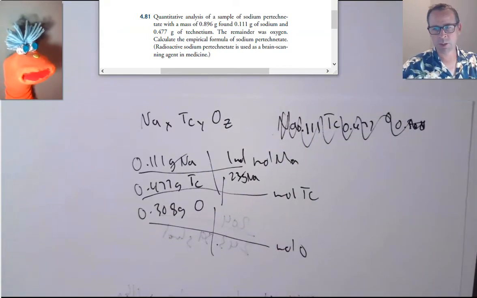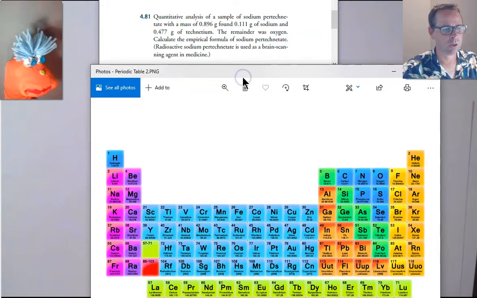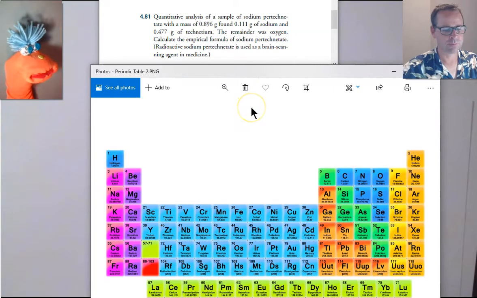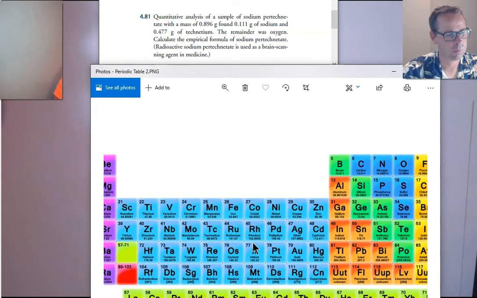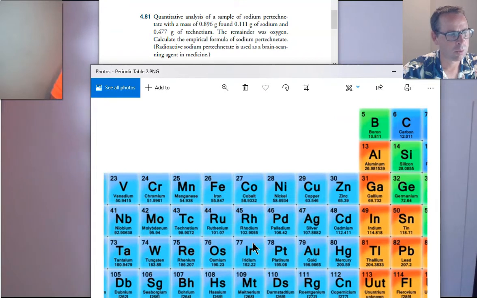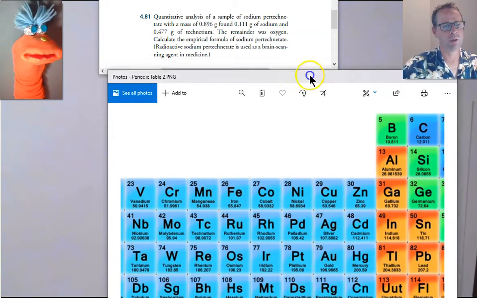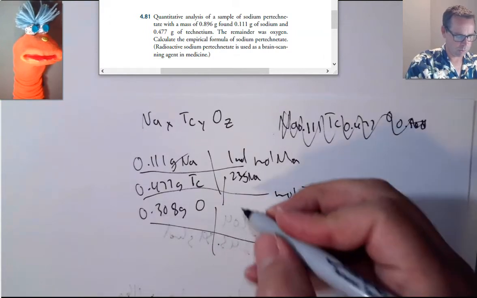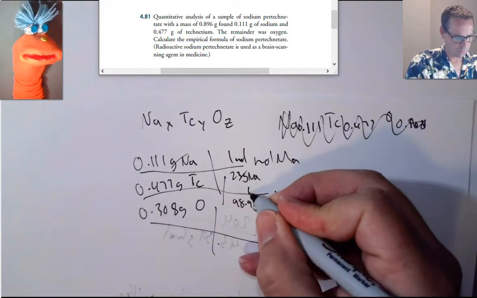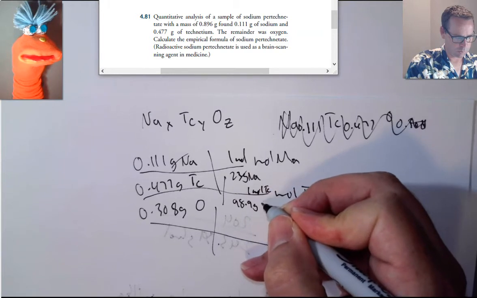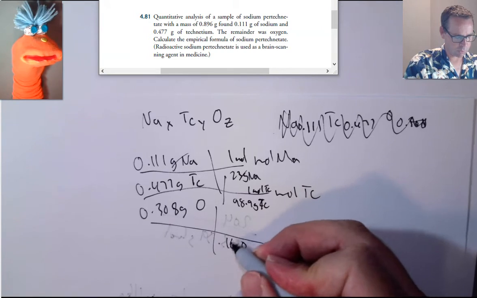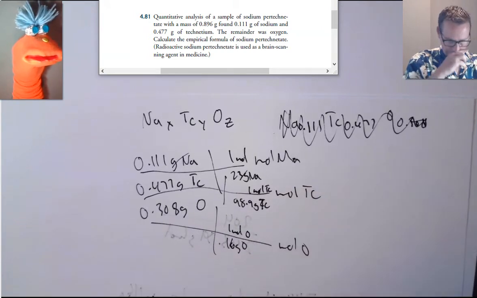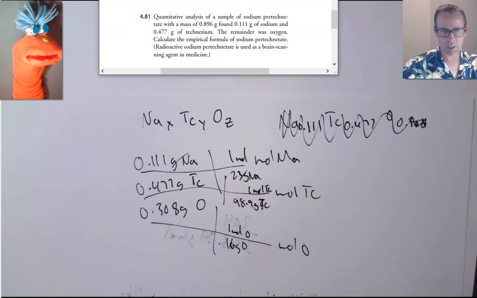Technetium, what was the molar mass of that one? 95, is that what that says? Want to help me out, Fred? Yeah, I'll get it. 98.9. Very good. 98.9 grams per mole. And then 16 grams of oxygen for every 1 mole of oxygen. All right, so what do we got?